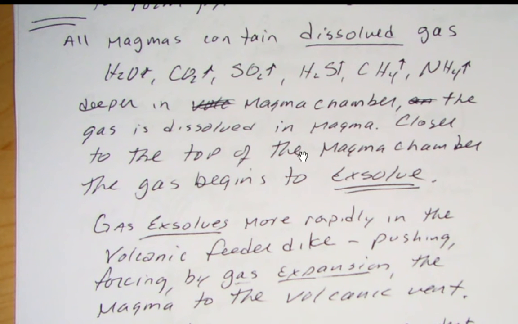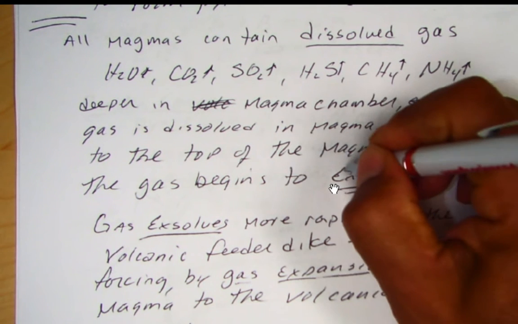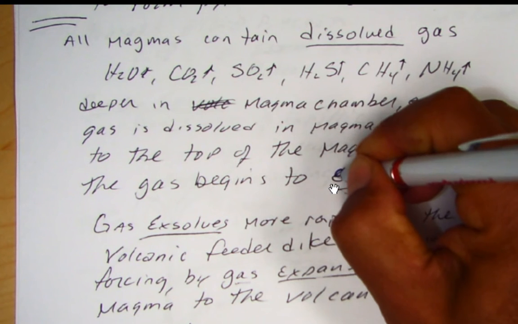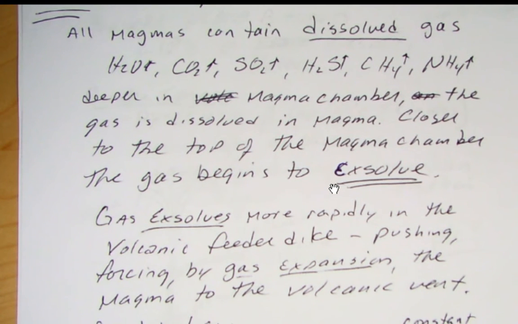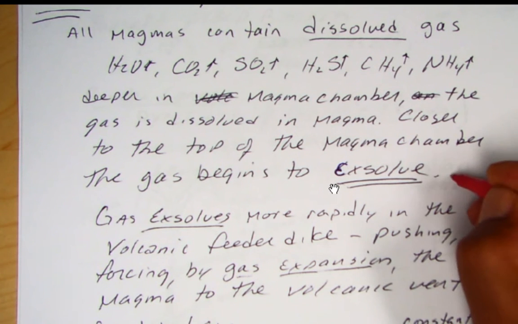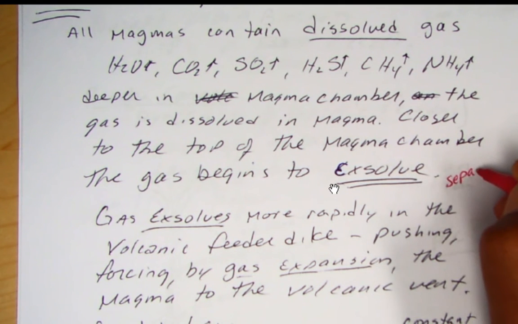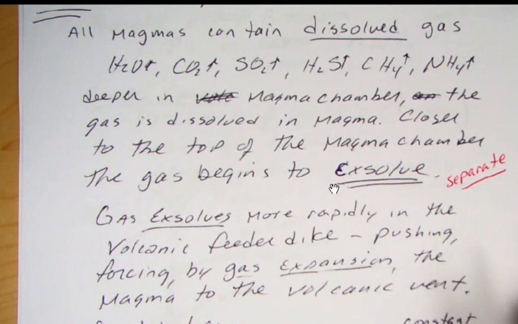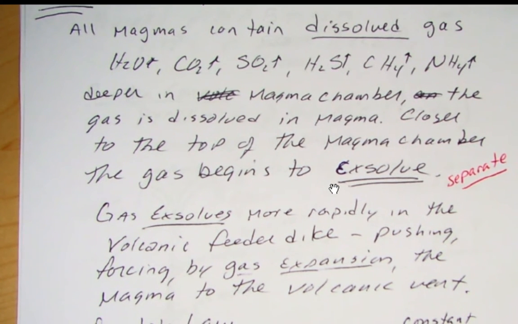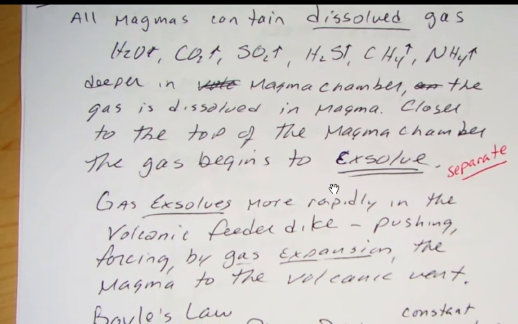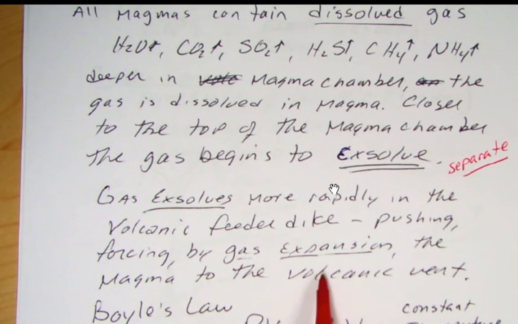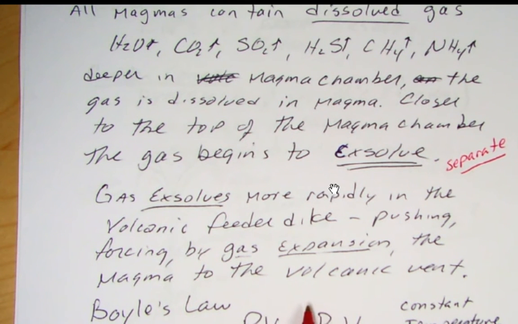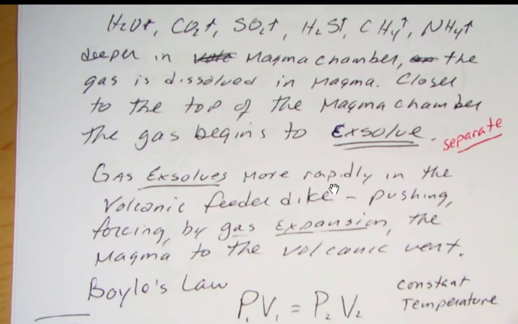Close to the top of the magma chamber, where there's less pressure, the gas begins to exsolve. I want you to know this word, exsolve: E-X-S-O-L-V-E, and that means to separate. So the gas exsolves, separates from the magma. And now that gas expansion is going to force magma through the volcanic vent. It really follows Boyle's law.